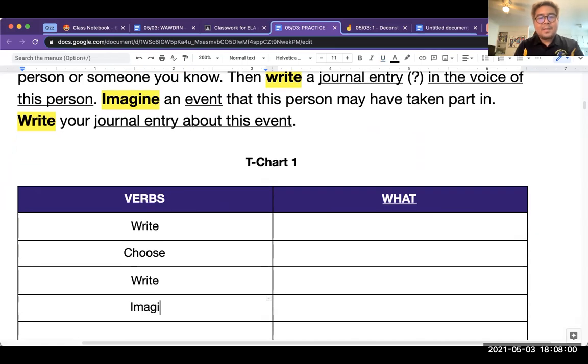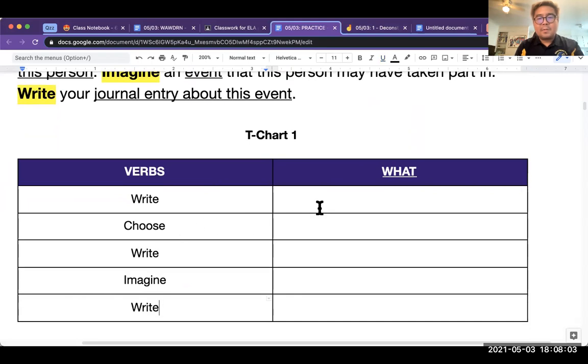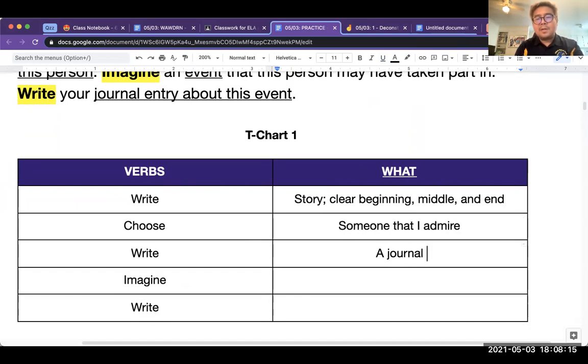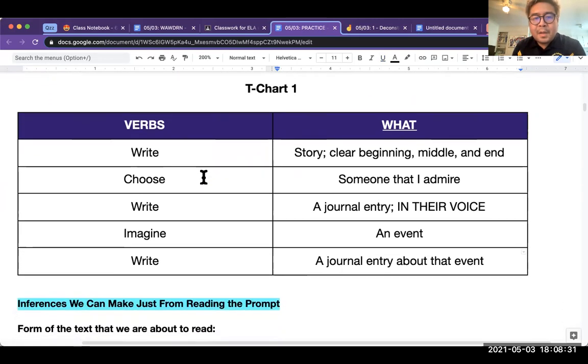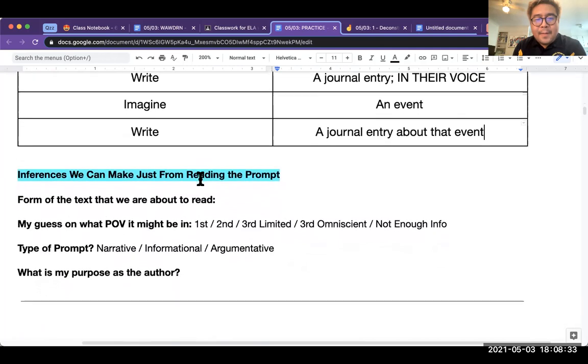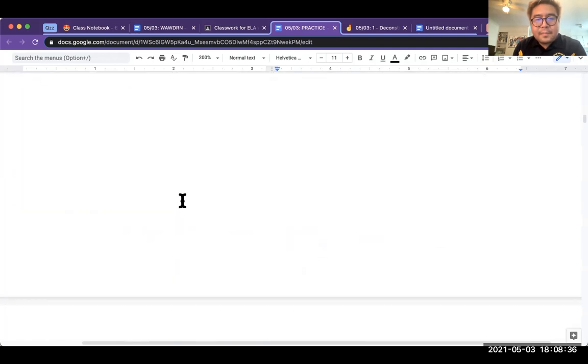Write, imagine, write. So we were told to write a story, clear beginning, middle, and end. Choose someone that I admire. Write a journal entry in their voice. I want to capitalize that because that's important. Imagine an event and write a journal entry about that event. All right, so this is going to be in the practice document so that you can refer to this on your own. I'll skip this part. That'll be for another day.